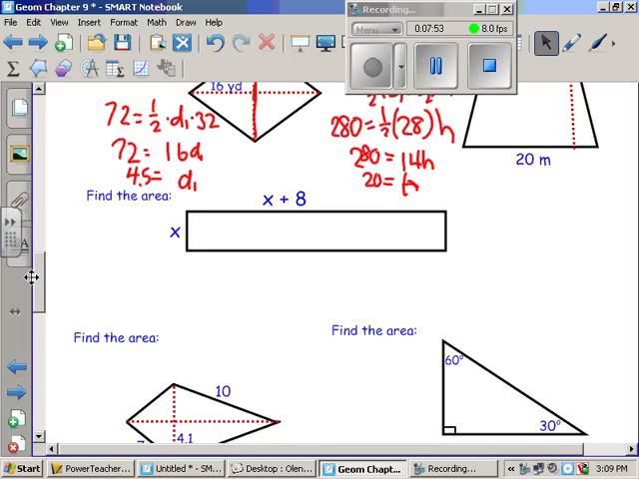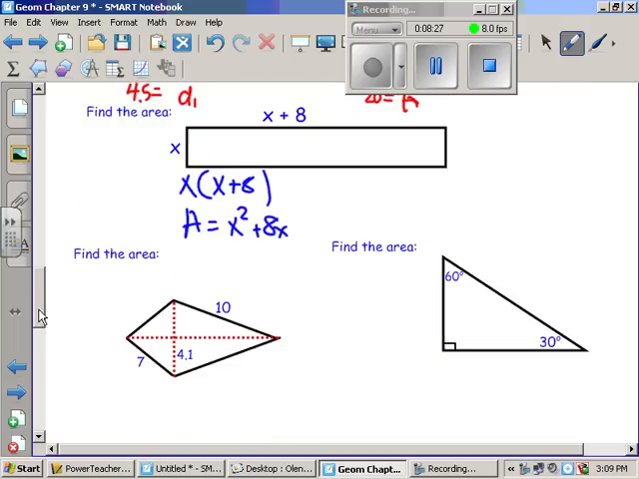Okay? Now, again, just because they're variables, you don't do anything different. You still are going to find the area by base times height. So the base is x plus 8. The height is x. So the area is x squared plus 8x. And we can't really solve for x because we don't know what the area is. If we knew what the area was, we could plug it in and solve for x.